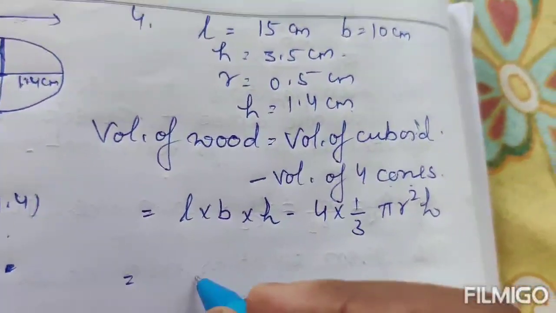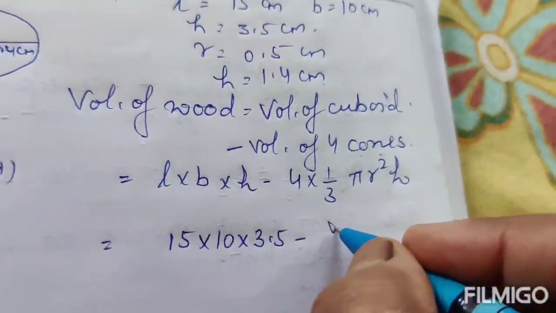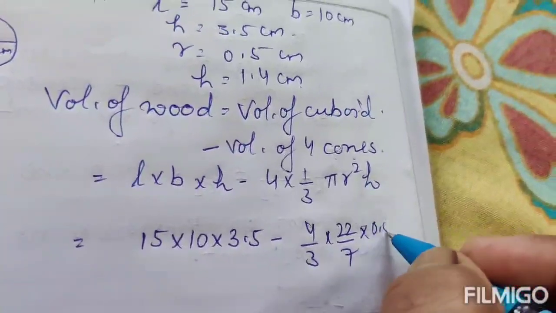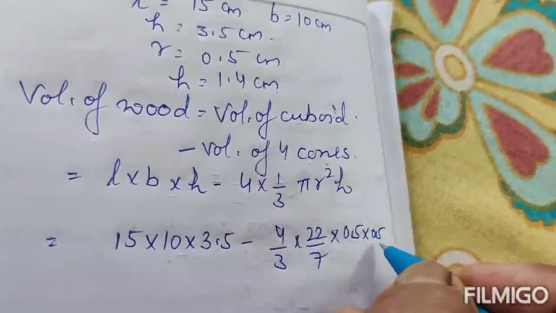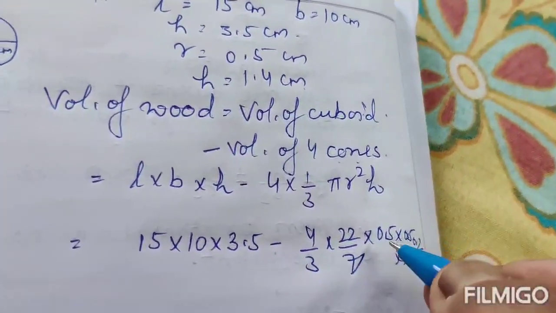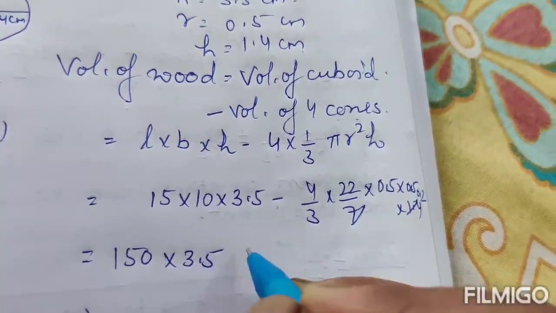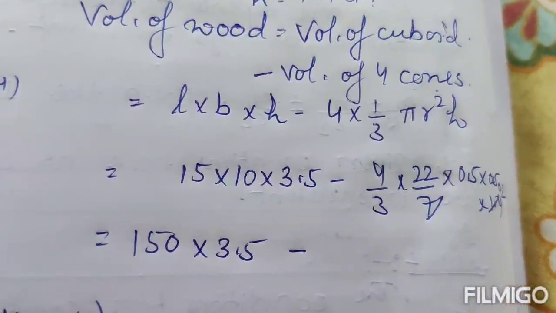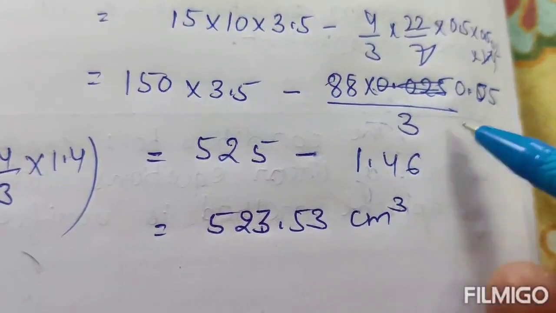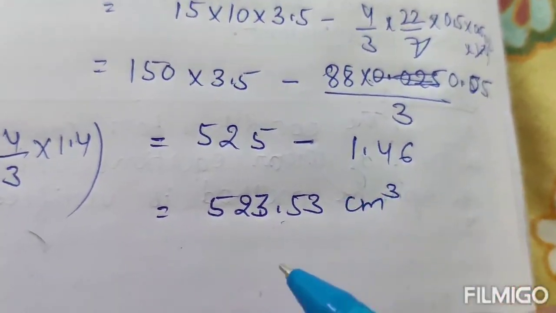Put the values. 15 into 10 into 3.5 minus 4 by 3 pi, 22 by 7, r square means 0.5 into 0.5 into h is 1.4. 4, cancel. 0.2 and multiplying this, 150 into 3.5 minus multiplying, you can solve and find the answer, 150 into 3.5 and 88.05 by 3, right? This is the answer, 523.53 centimeter cube.